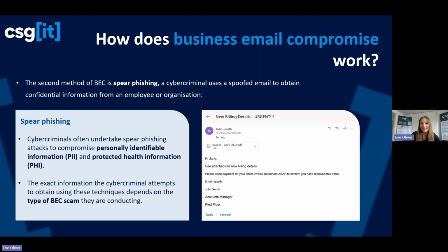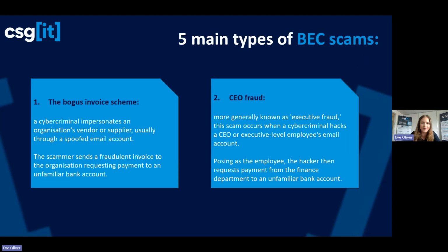So the second method is spear phishing, and this is where a cybercriminal uses a spoofed email to obtain confidential information from an employee or organization. The aim is to compromise personally identifiable information, protected health information, etc. All those things that you want to keep confidential. And this depends on the type of BEC they're conducting. I've chucked in a little example there from Pied Piper Accounts Manager, just on how believable these attacks can be, but also obvious indications that they are a phishing email.